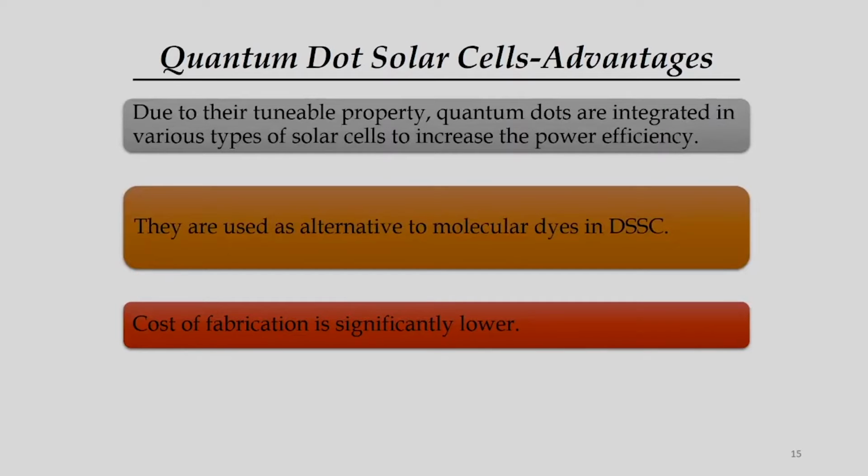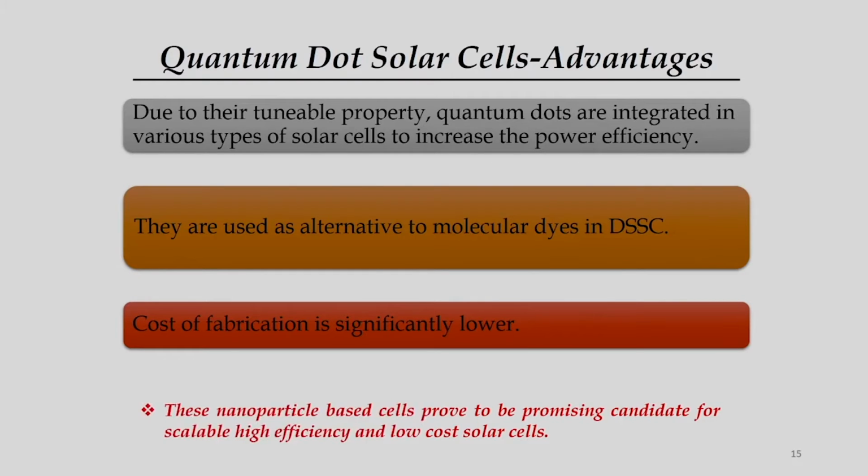Now, what are the advantages of these quantum dot solar cells? Due to their tunable property, quantum dots are integrated in various types of solar cells to increase the power efficiency. They are used as an alternative to molecular dyes in dye-sensitized solar cells, and cost of fabrication is significantly lower in this case of solar cell. And these nanoparticles used here in quantum dot solar cells prove to be promising candidates for scalable, high efficiency and low cost solar cells.